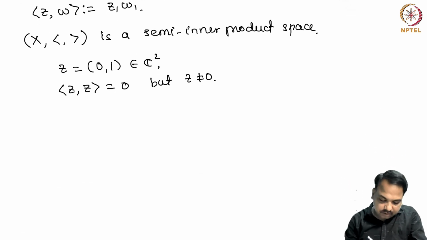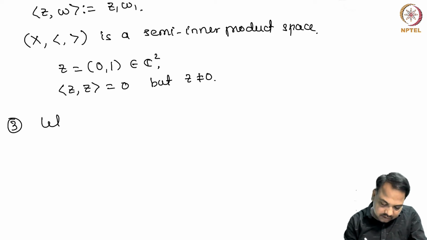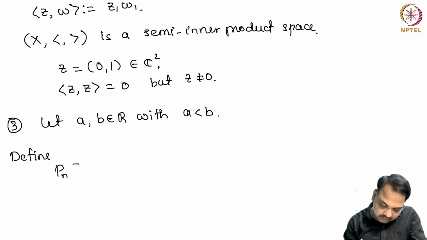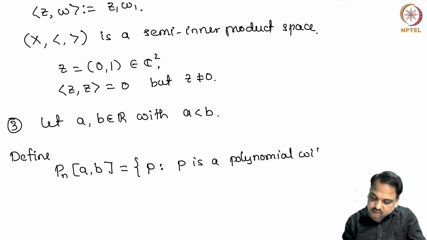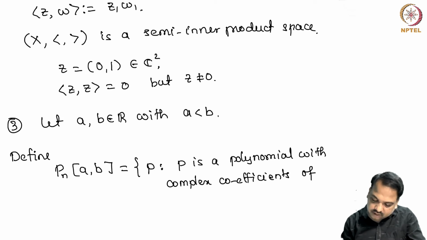Let us look at one more example. Let us take a and b to be real numbers with a less than b. Define Pn[a,b] as the set of all polynomials in a single variable t which lies in [a,b], that is, the set of all polynomials with complex coefficients of degree at most n.